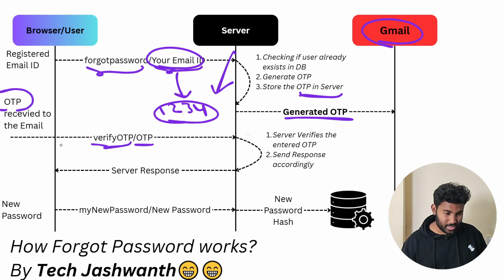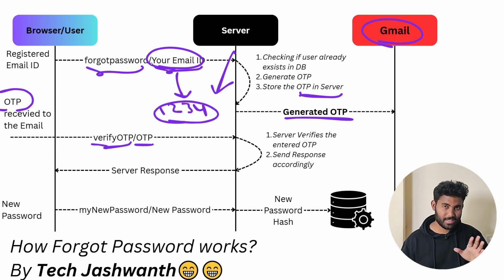Once the server receives the OTP, it will verify the OTP entered by the user. How will the server verify the OTP? Previously it stored the OTP along with the email ID. So once the user enters the OTP, it will perform a matching to check if the correct OTP is entered or not. If both the OTPs match, like the OTP stored in the server and the OTP entered by the user, then the verification is successful and the server will send a 200 response to the user or browser.